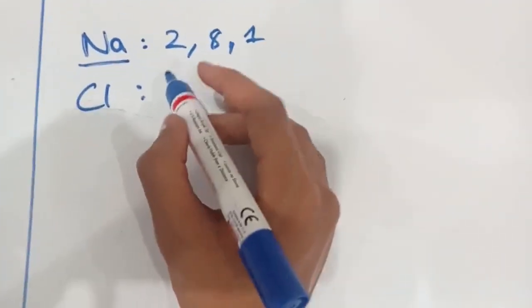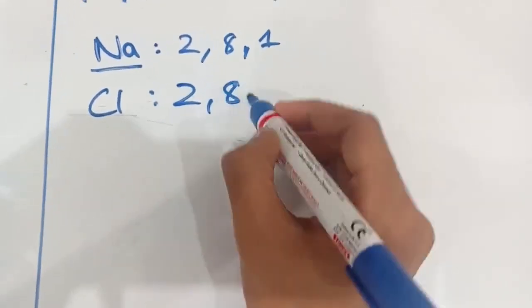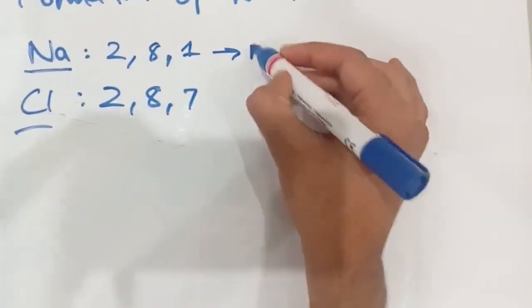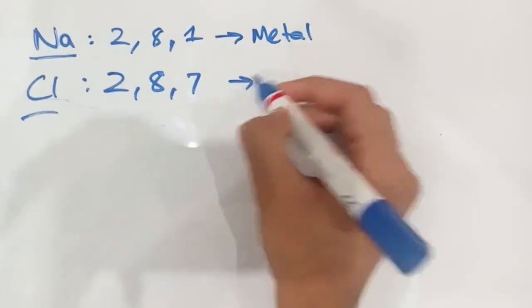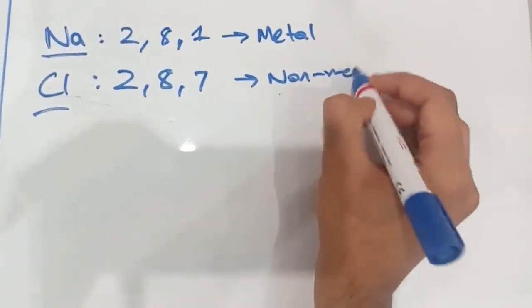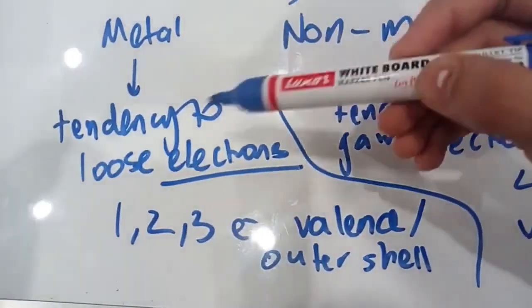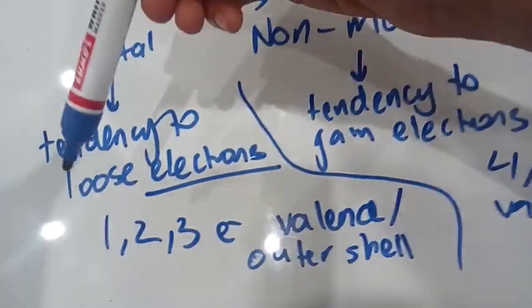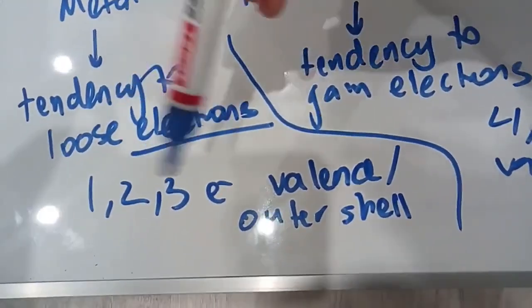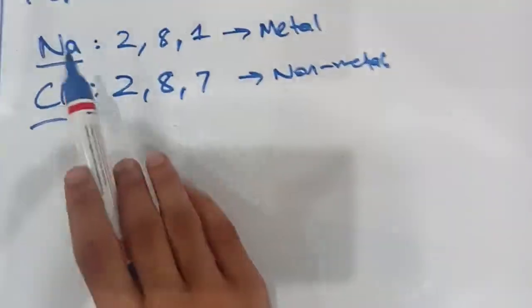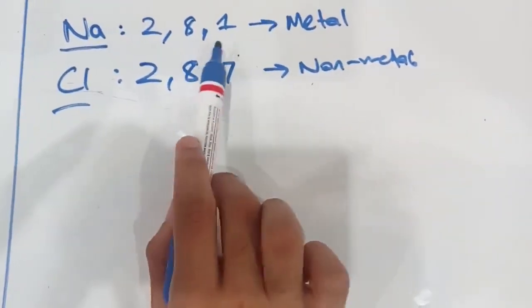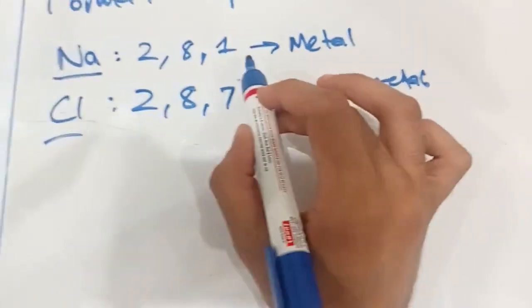Now chlorine has 2, 8, and 7. And chlorine wants a full outer shell as well. Sodium is a metal. Chlorine is a non-metal. So what happens here? We said that metals have a tendency to lose electrons because how many electrons do they have in their valence shells? 1, 2, or 3. Is this true? Sodium has 1 electron in its outer shell. That's true. And secondly, it will have a tendency to lose electrons.